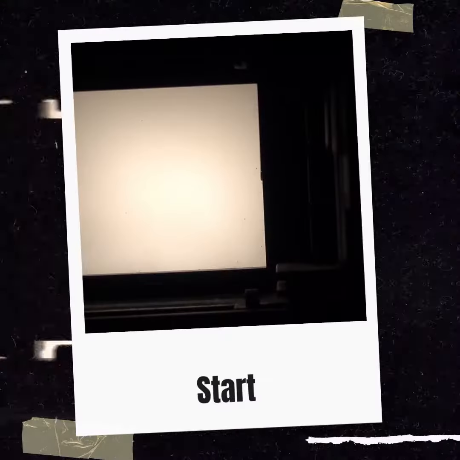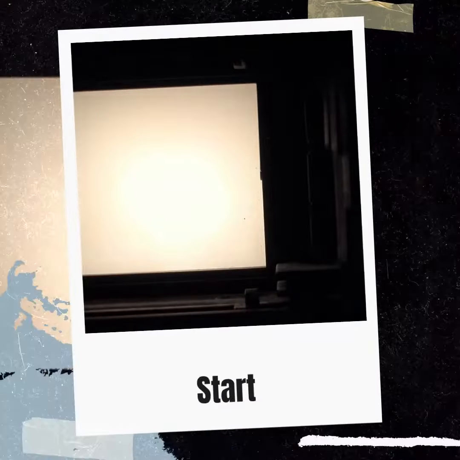Now that you have learned the key composition techniques, it's time to put them into practice. Start mastering composition and create visually captivating images.